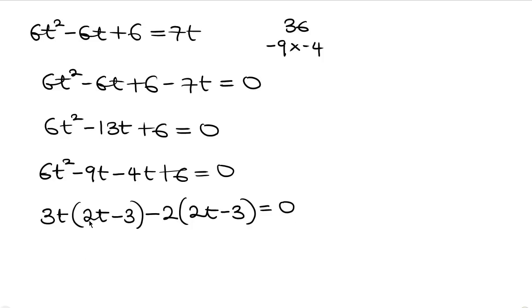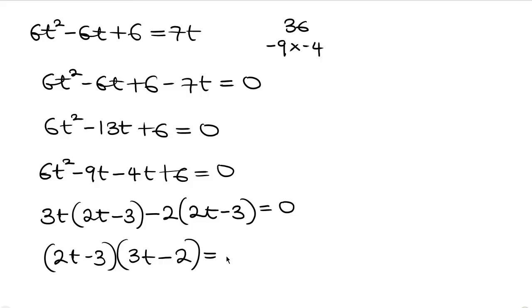Now notice that we have 2t minus 3 to be common. So we can factor that out. 2t minus 3 factored out. And then open bracket. So 3t times 2t minus 3 gives 3t, minus 2 times 2t minus 3 divided by 2t minus 3 gives 2.